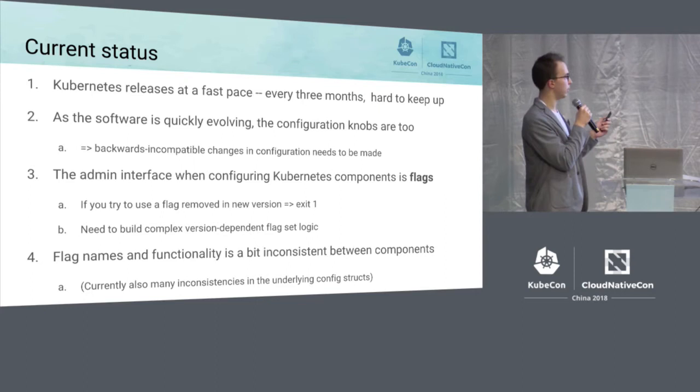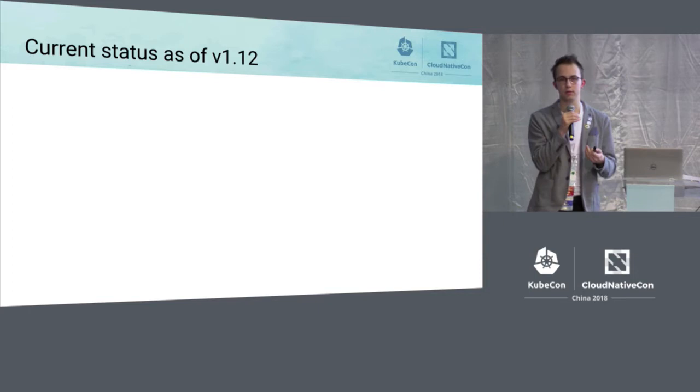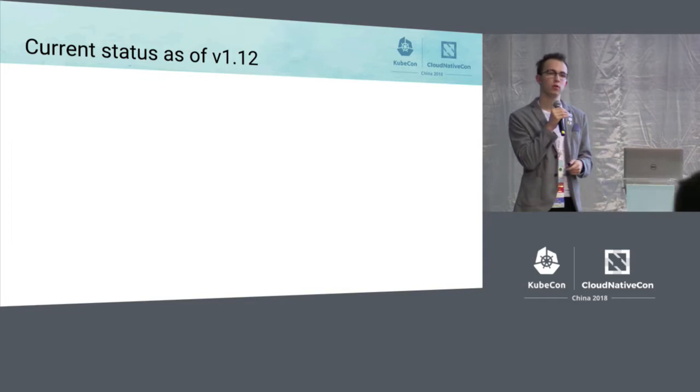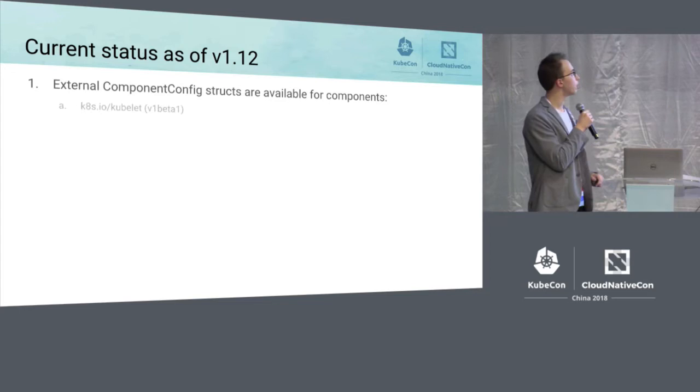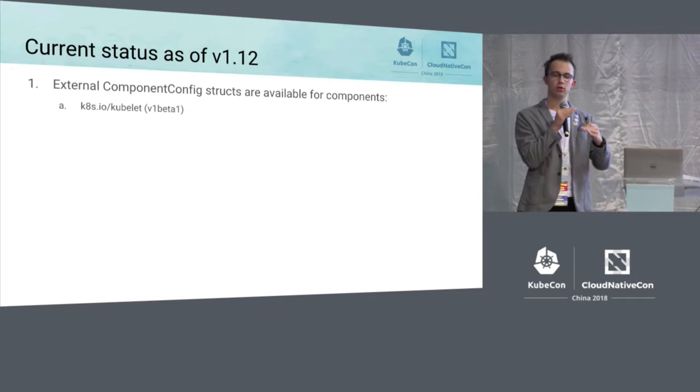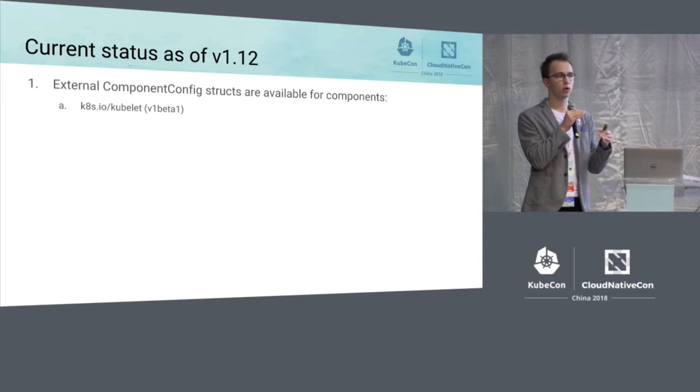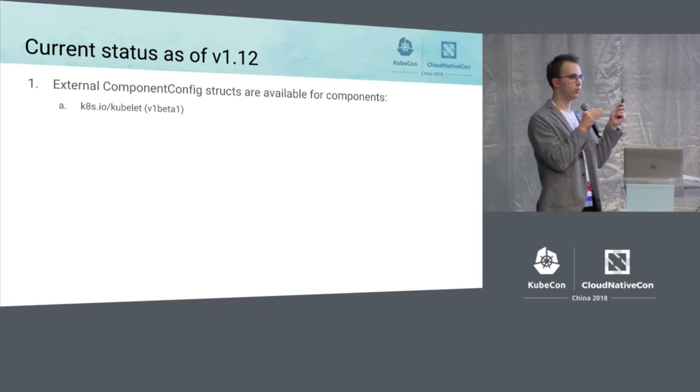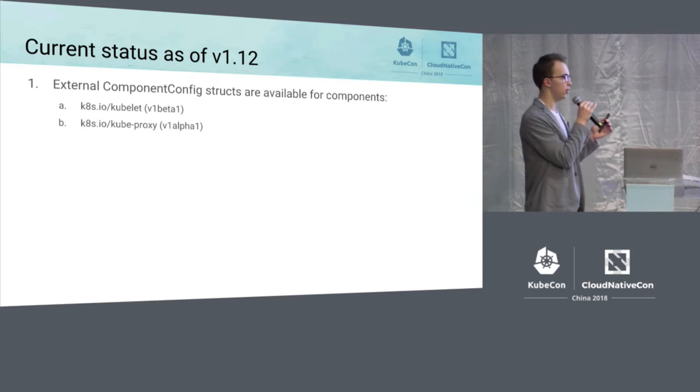So instead, we want Kubernetes components to ideally have just one flag, which is config. With this, we want to read structured and versioned configuration. It looks like a normal Kubernetes API object, but it's just a file, similar to a Kubernetes API server object.